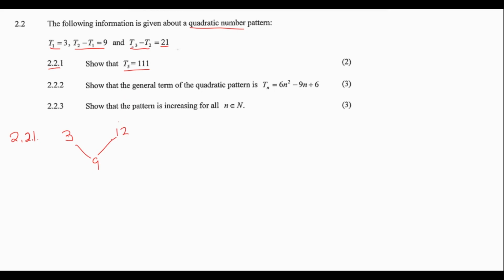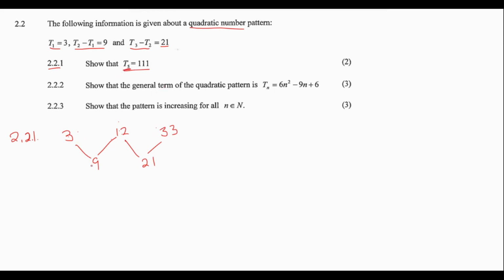12 is T2. And T3 minus T2 is 21. So it means the difference between T3 and T2 is 21. Then what is T3? 12 plus 21, which is equal to 33. You see? So the quadratic pattern is 3, 12, 33. It goes on like that. So to get T5, we can simply extend this.